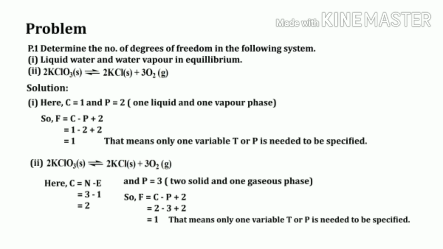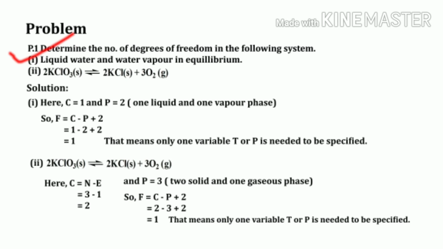So again, let us solve some problems. The problem is that we have to determine the number of degrees of freedom in all the following systems. First one is liquid water and water vapor in equilibrium, and second one is the decomposition of potassium chlorate to produce potassium chloride and oxygen gas.